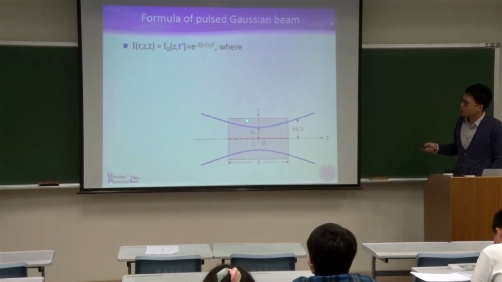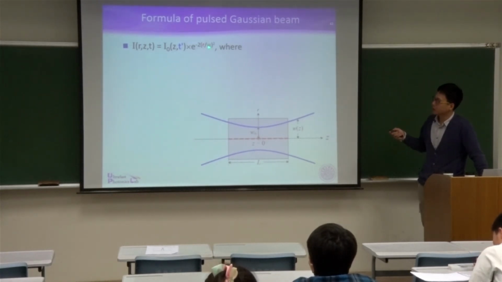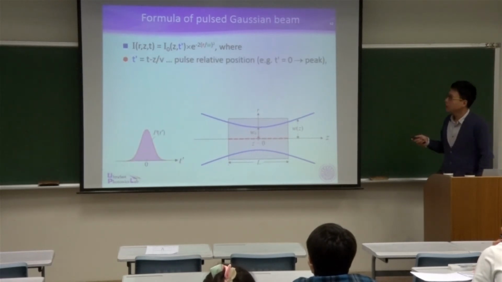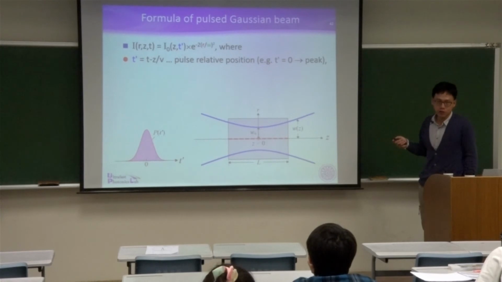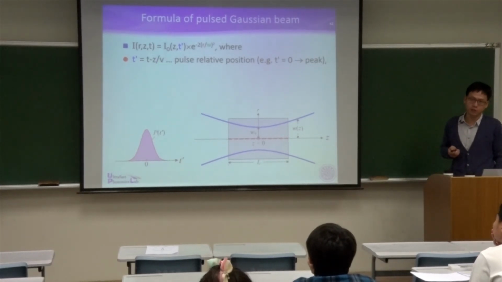Variable small r means the radius here. So the second term describes that the cross-sectional intensity distribution is a Gaussian function. And W is the beam radius. But what is the on-axis light intensity? Here I have to introduce a new variable, t prime. T prime is t minus z over v, where v is the group velocity of the light.